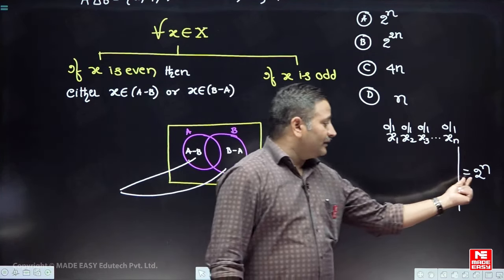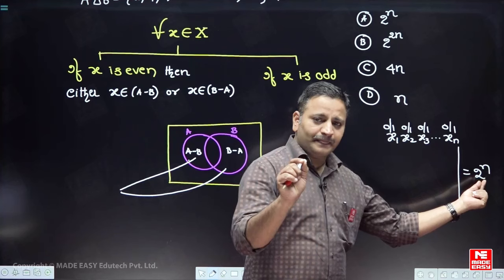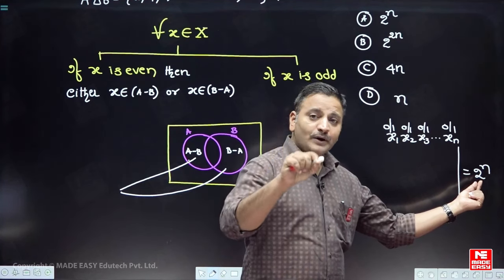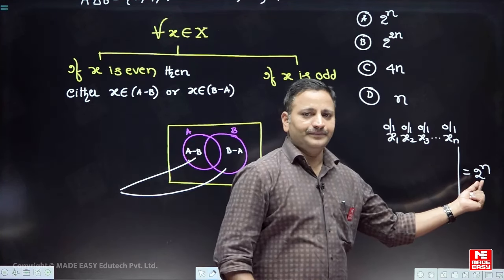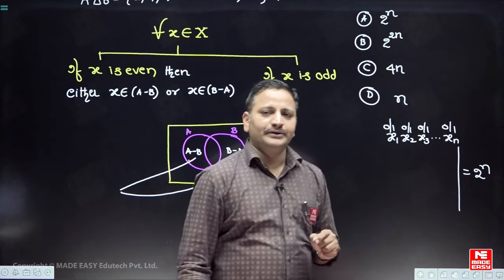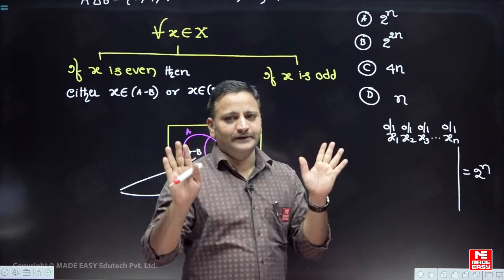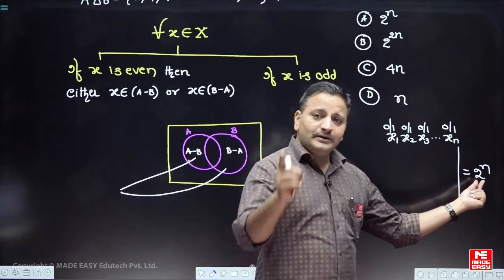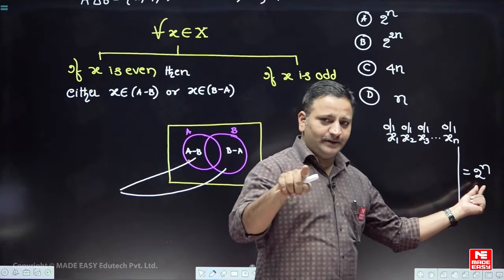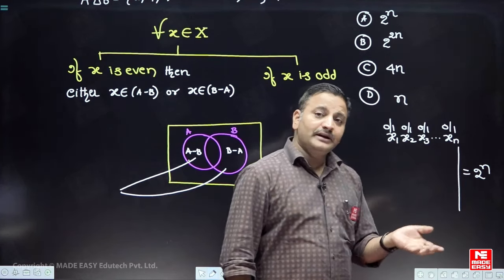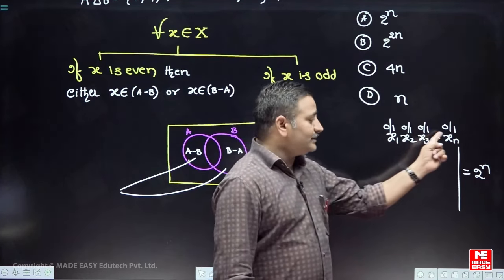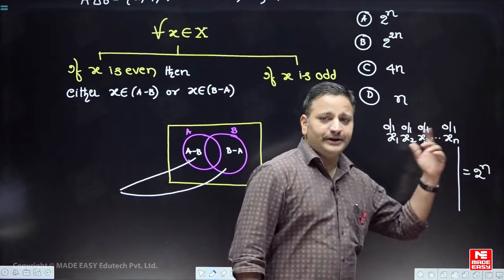Here 2 is called the base. Base always indicates the number of possibilities for each variable. n is called the exponent. Exponent always indicates how many such variables are there. How many variables do we have? n variables. That's why it is 2 power n.